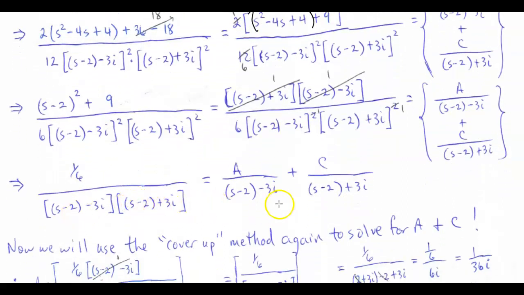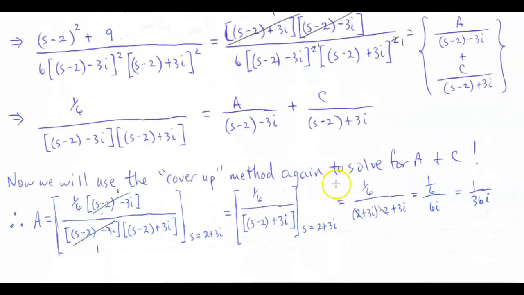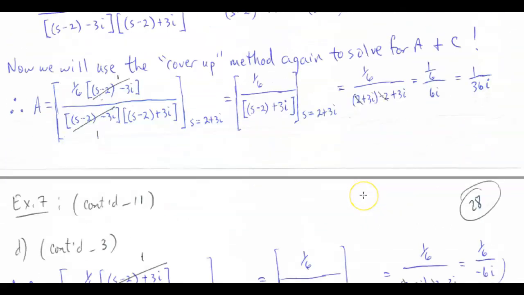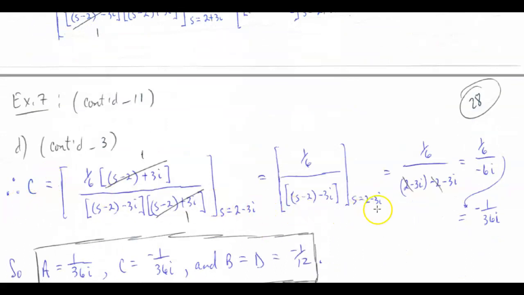So once I'm here, then I see that, hey, I got a constant times this product here. And this is already set up to do the partial fraction expansion via the cover-up method. So we just do the cover-up method one more time, okay? So A is just going to be 1/6 divided by the denominator that it doesn't have, evaluated at the value of s that makes the denominator that it does have go to 0, okay? So we evaluate that and get 1 divided by 36i. Do the same thing for C. And we see that we end up getting a negative 1 over 36i.